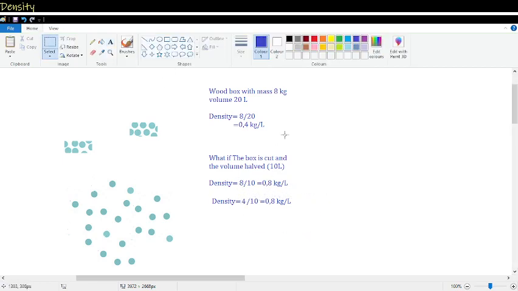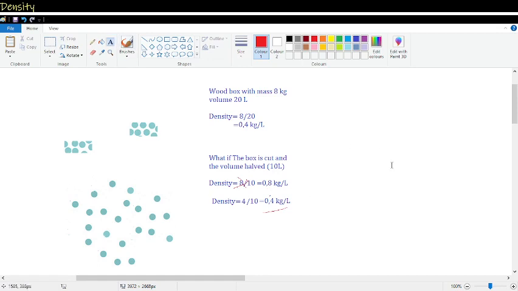So 4 divided by 10, it means the density will be the same. It will not be changed. So this is the correct one, and this one is wrong here. The density is not changed.